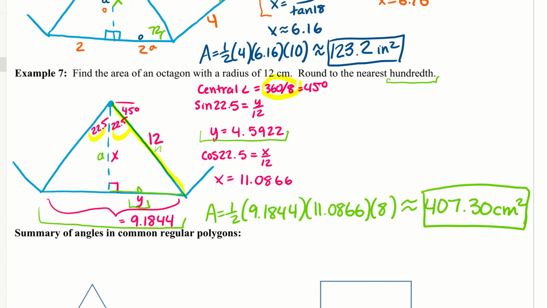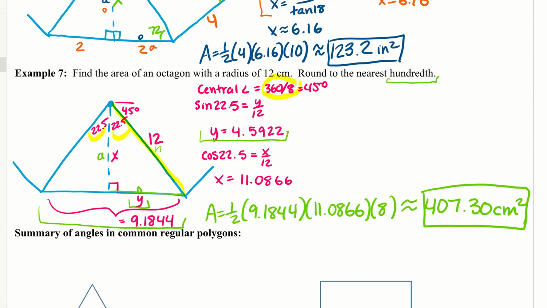And I got area is equal to 1/2 times my side, which is 9.1844, times my apothem, which is 11.0866, times 8, and I got that the area of my octagon was about 407.3 centimeters squared.